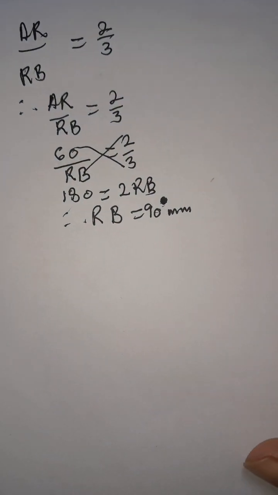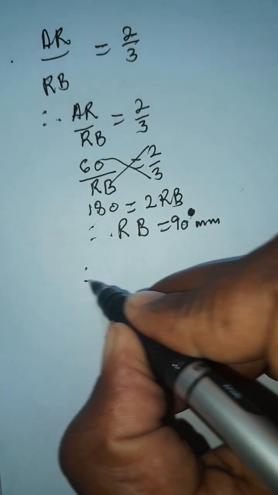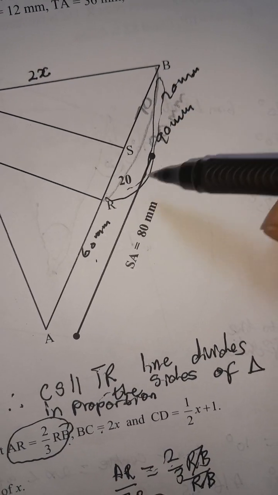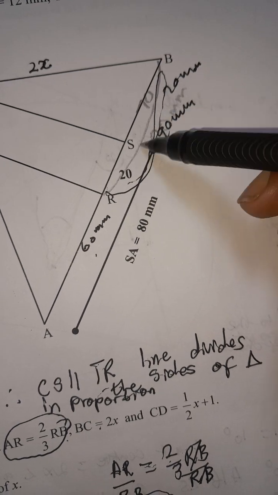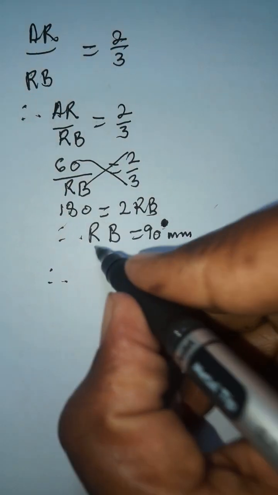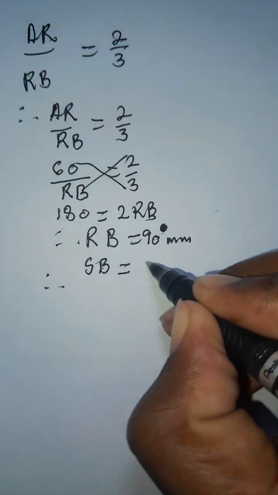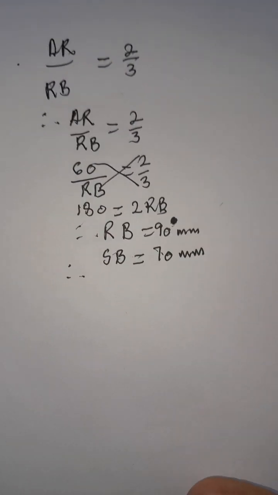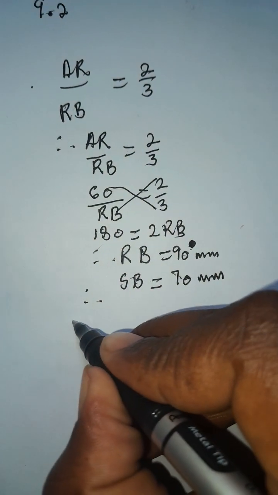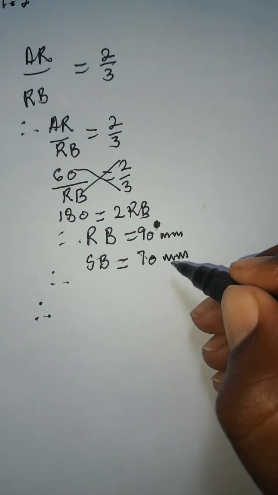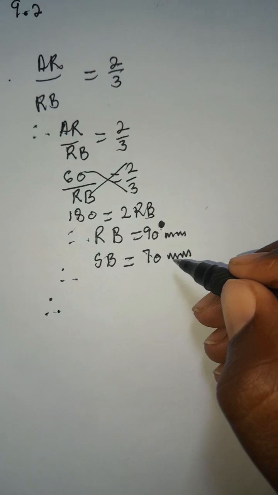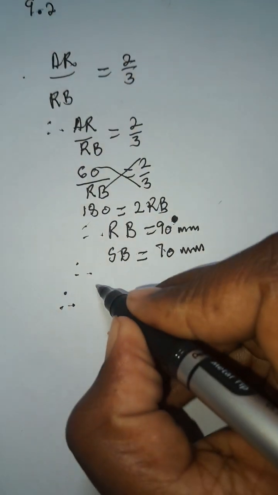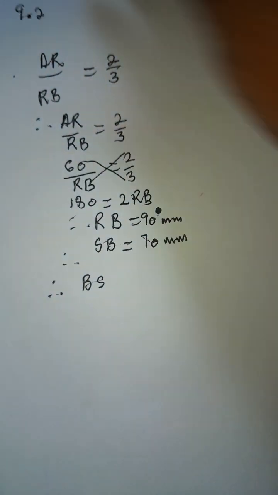Therefore, from that, we said that we need to find SB. Let me just check with you. Since we have 90 for RB, we said 90 minus 20, that will be 70. So SB will be 70 millimeter as well, right? So that's how we are tackling 9.2.